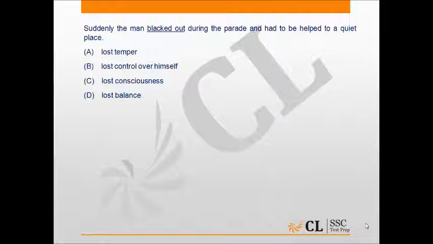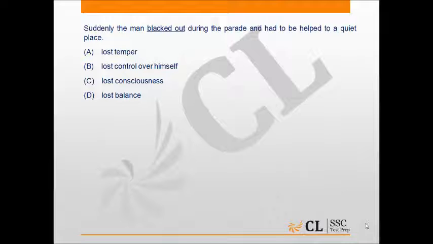But in the situation that one does not know the correct meaning of the idiom or the phrase, the next best way is to check whether the option logically fits into the sentence in the place of the idiom or the phrase. Let us look at the question. Suddenly the man blacked out during the parade and had to be helped to a quiet place. If we assume that we do not know the correct meaning of this phrase, we will look at the options.